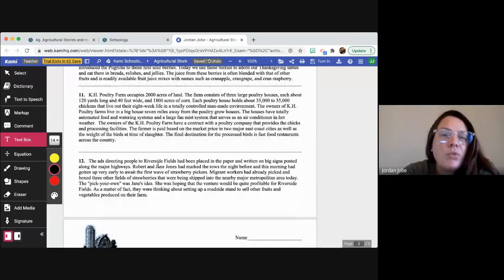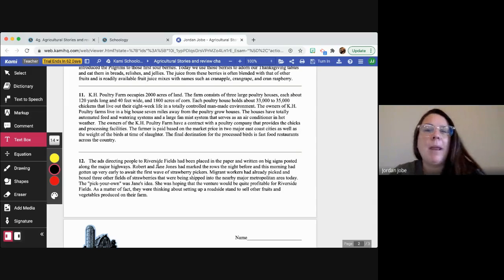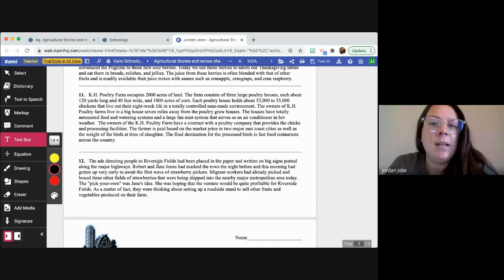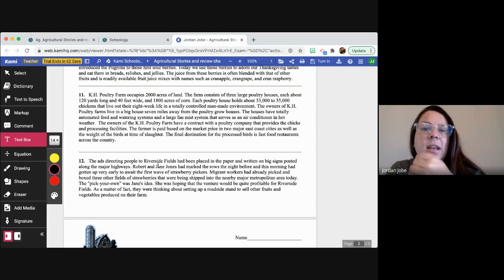KH Poultry Farm occupies 2,000 acres of land. The farm consists of 3 large poultry houses, each about 120 yards long and 4 feet wide, and 1,800 acres of corn. Each poultry house holds about 33 to 35,000 chickens that live out their 8-week life in a totally controlled man-made environment. The owners of KH Poultry Farms live in a big house 7 miles away from the poultry grow houses. The houses have totally automated feed and watering systems and a large fan mist system that serves as an air conditioner in the hot weather.